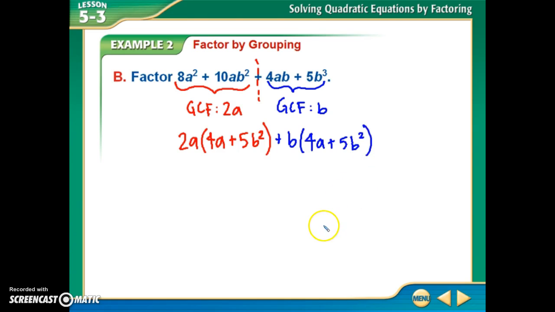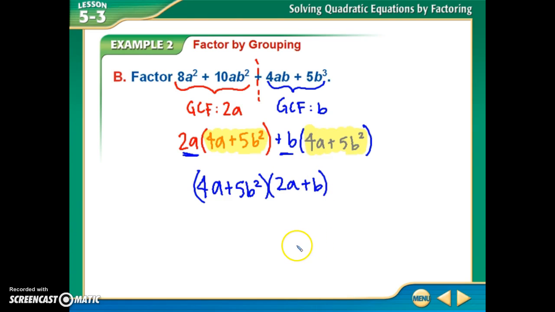The trick to grouping is to make sure you have the same thing in both sets of parentheses. So if we look at our parentheses, we've got 4a plus 5b squared and 4a plus 5b squared. Now that we know we have the same thing, we're just going to rewrite our equation. We're going to put whatever's in parentheses, so 4a plus 5b squared. And then our second set is going to be this 2a plus b.